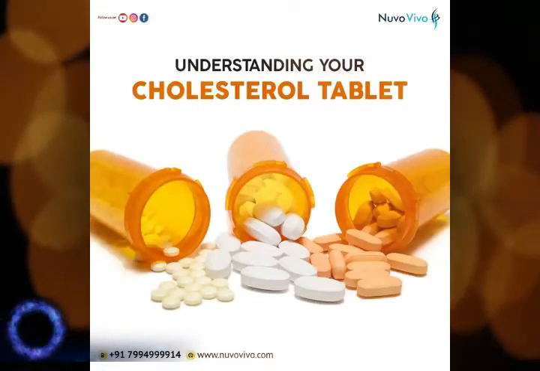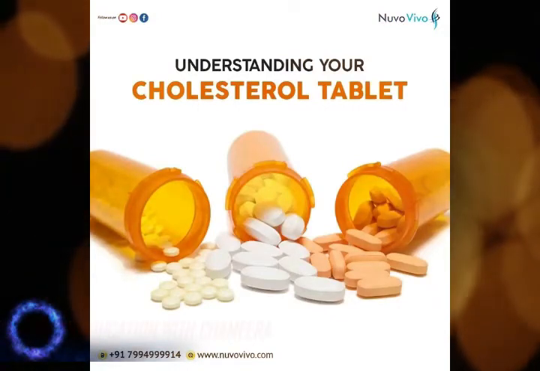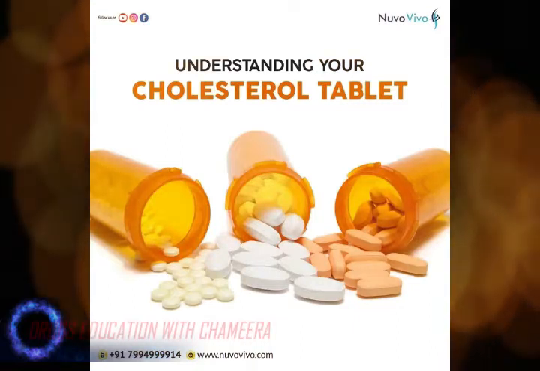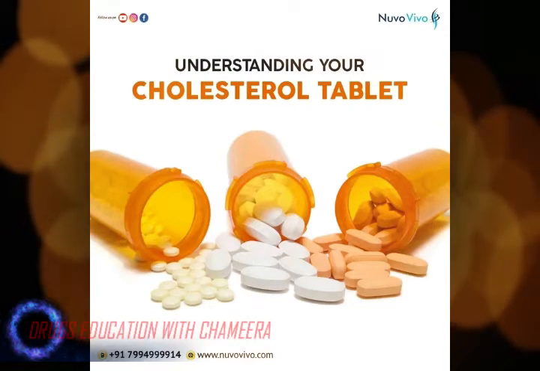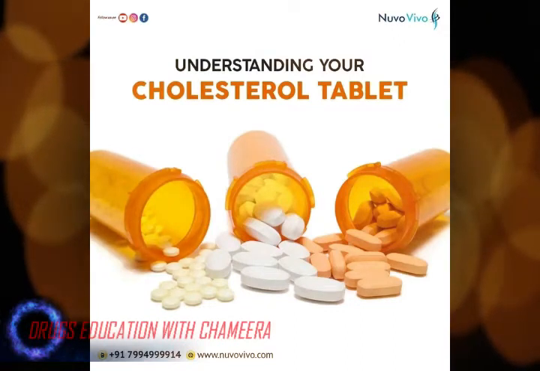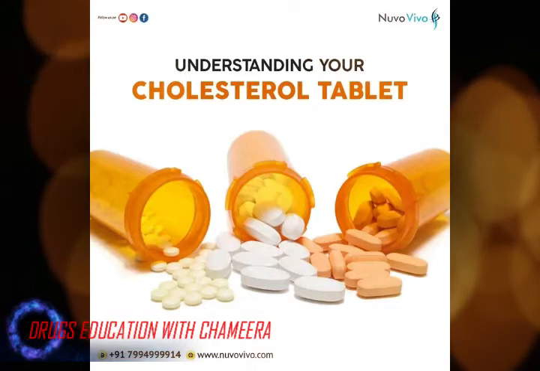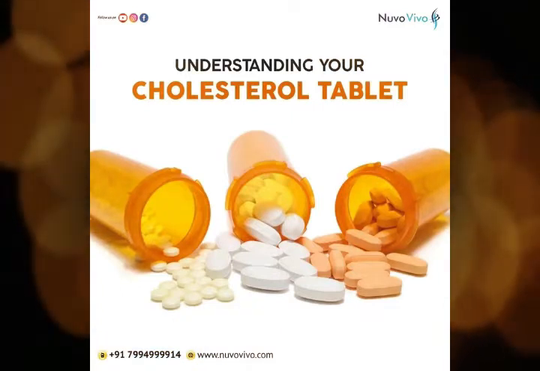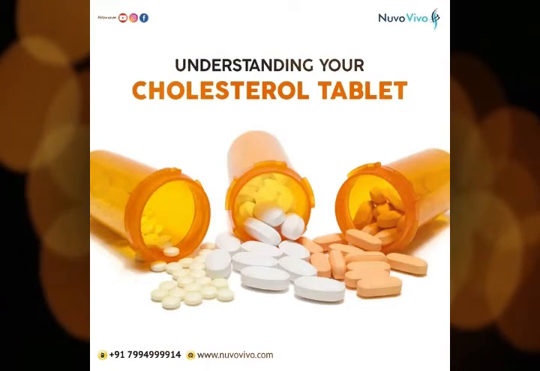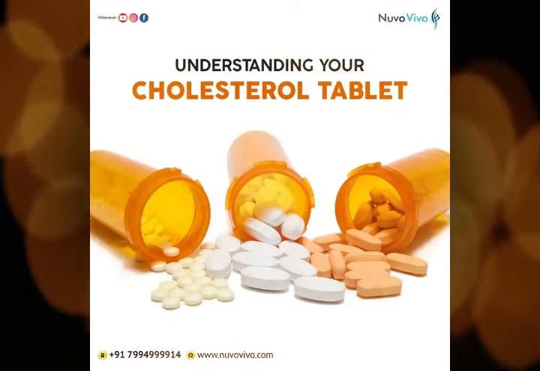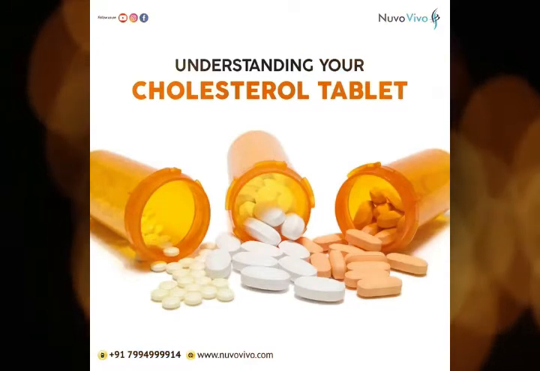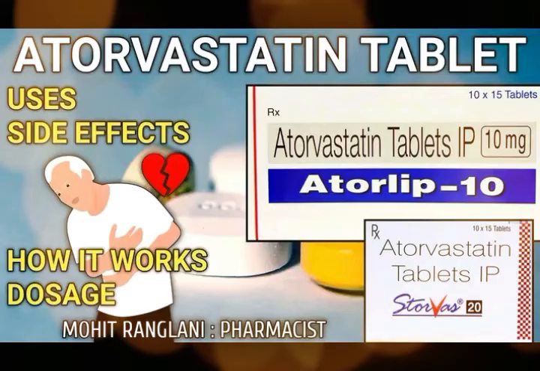Atorlip, atorvastatin. Composition. Each film coated tablet contains atorvastatin calcium equivalent to atorvastatin 10 mg. Color: titanium dioxide. Excipient with known effect: lactose. Dosage form: tablet. Pharmacology. Pharmacodynamics. Pharmacotherapeutic group: lipid modifying agents, HMG-CoA reductase inhibitors. ATC code.